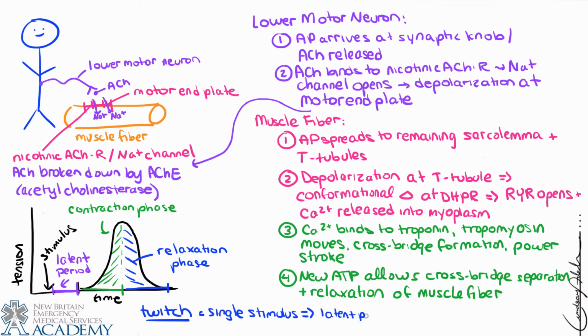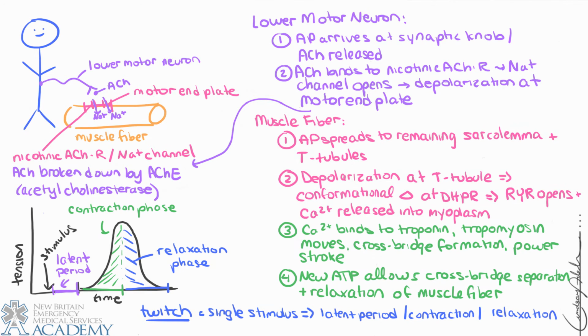And during the relaxation phase, the muscle tension falls back to resting levels. This is where we have reuptake of calcium, and the cross bridges are separating because of the availability of ATP. So a muscle twitch is a single stimulus that includes the latent period, contraction, and relaxation. And we can consider a single twitch versus how we can have a more sustained or more powerful muscle contraction. In order to do so, we need to consider the idea of a motor unit.